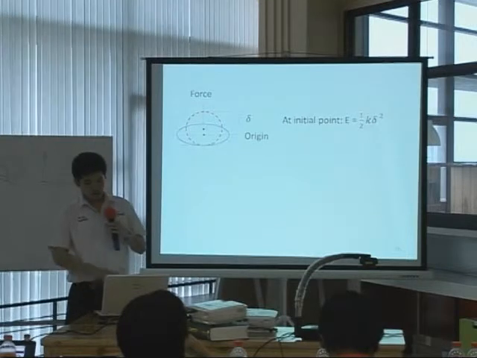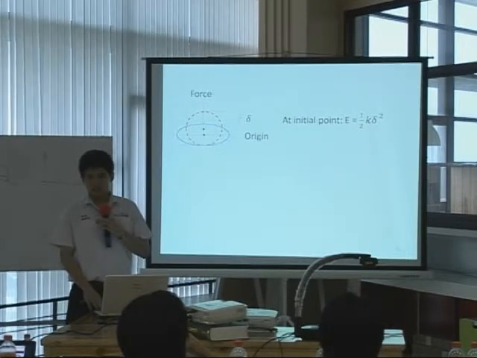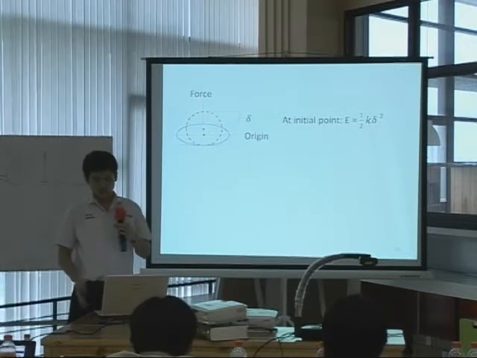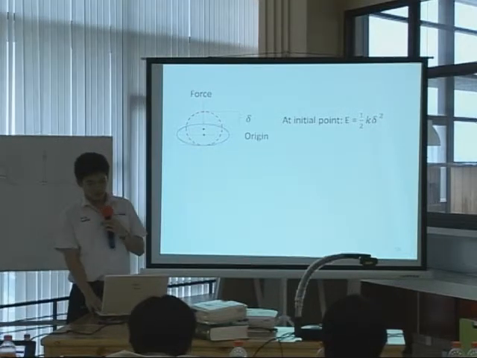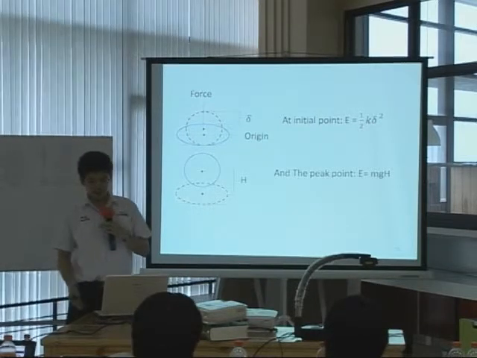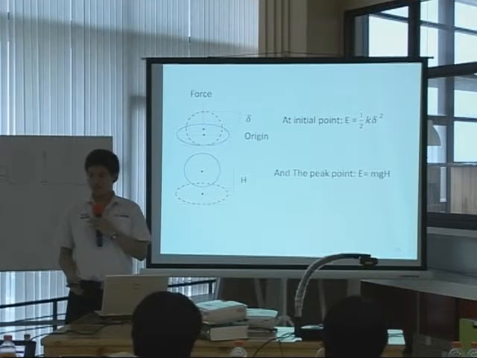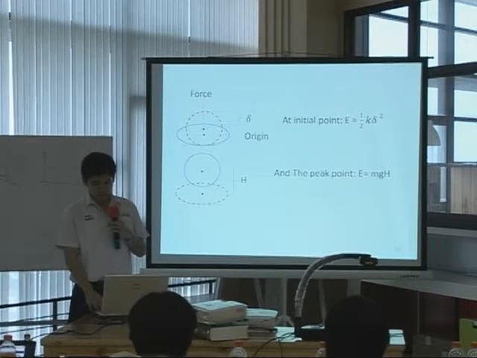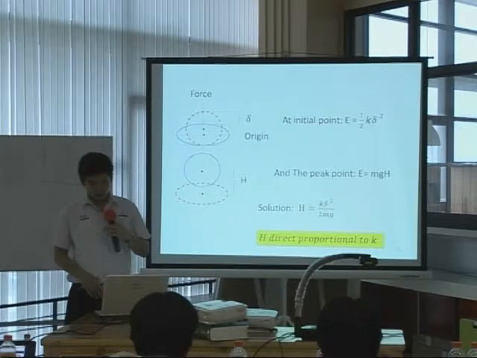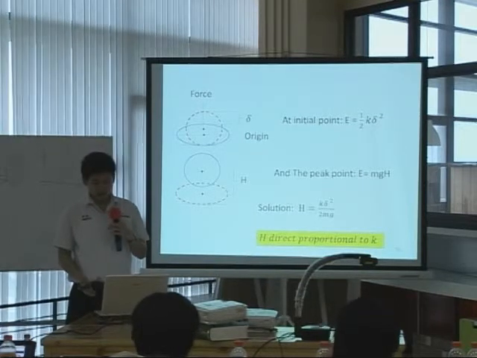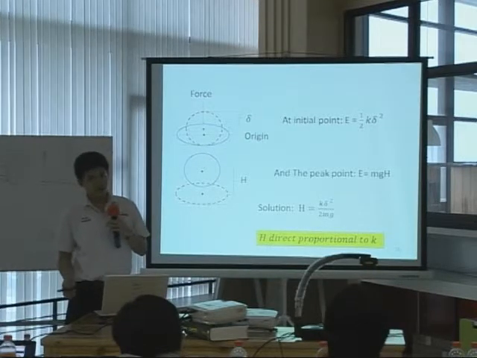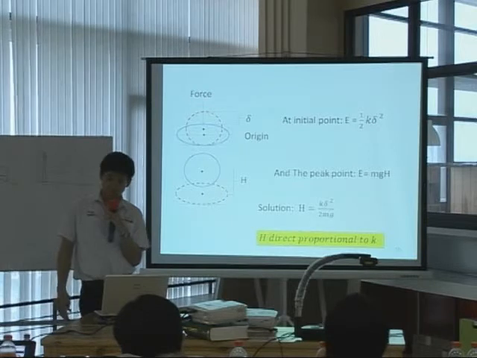At the initial point, the total energy has the strain energy of the hoop, and at the peak point, the total energy has the gravitational energy. I have two equations, and I solve them and find that the height at the peak point is directly proportional to the hoop constant.